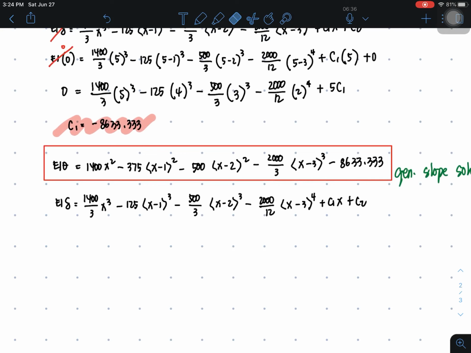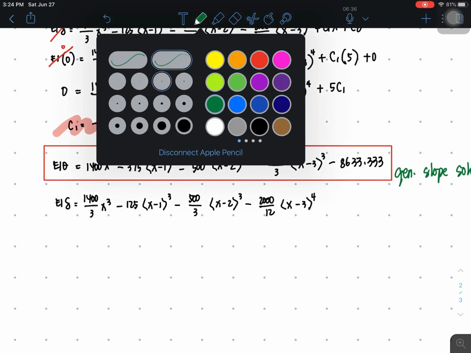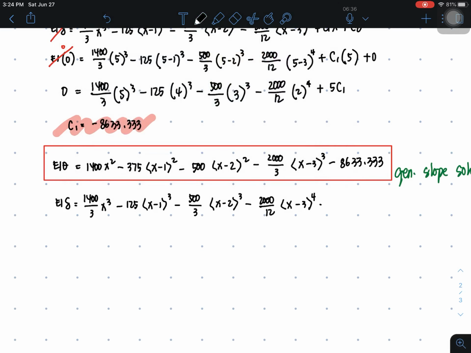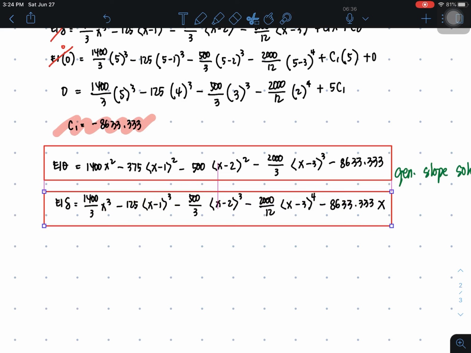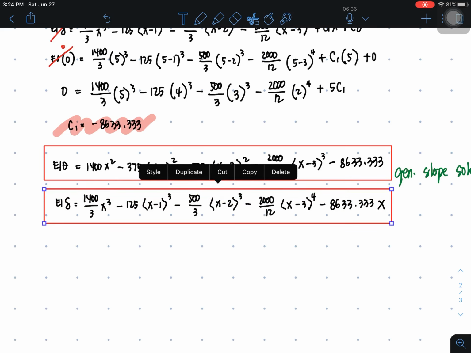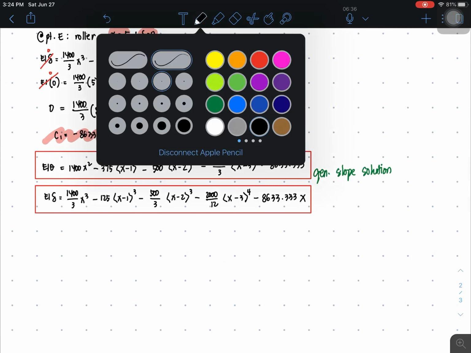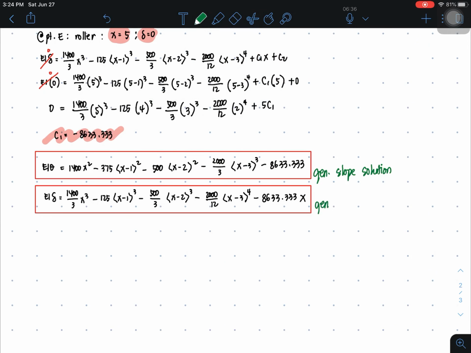And then we're going to remove C1 and C2, and we're going to replace it with negative 8633.333 x, and then let's copy that para naa siya'y kapariha. And then this will be your general deflection solution.